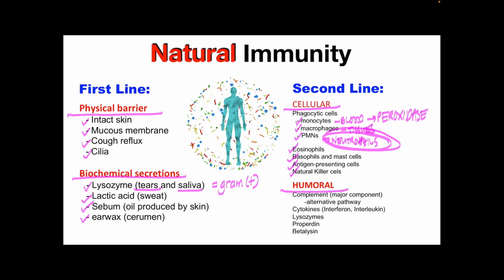Next one, the humoral component. The major component is the complement, but take note of this one: complement of the alternative pathway, because the alternative pathway of complement does not involve antibody production. But the classical pathway of the complement is the one that involves the antibody. That's why this alternative pathway is specified here, because we are talking about natural immunity that does not include antibody production. Next one, we also have the cytokines like the interferon and interleukin.